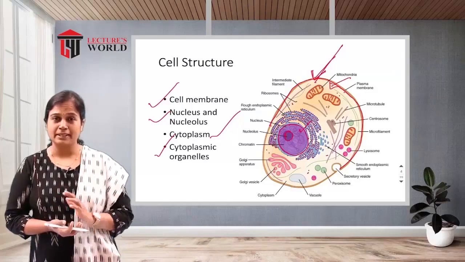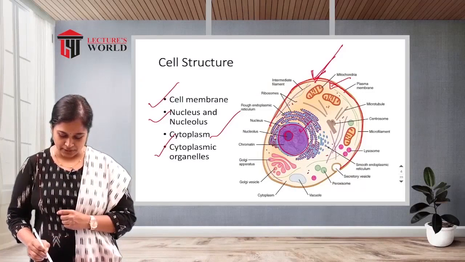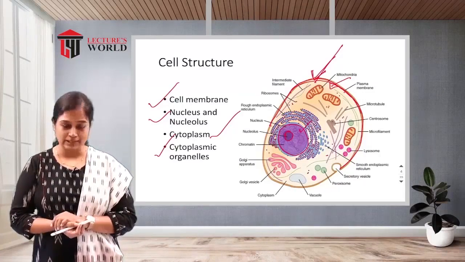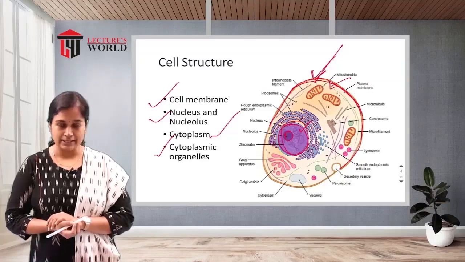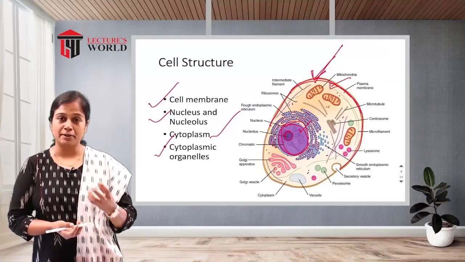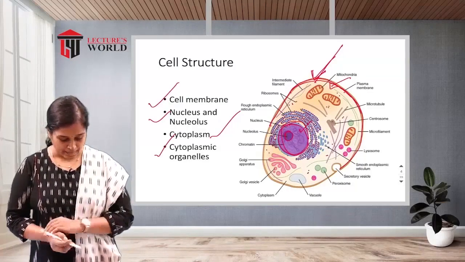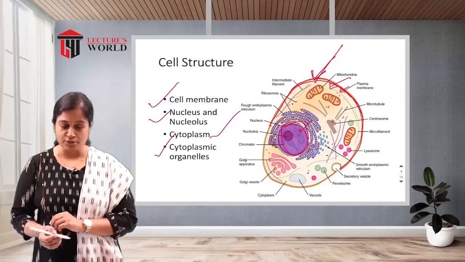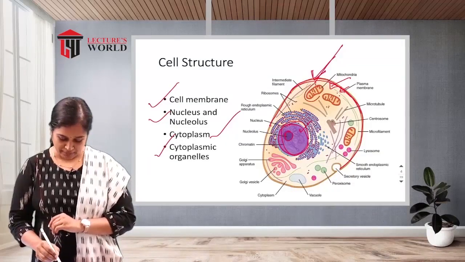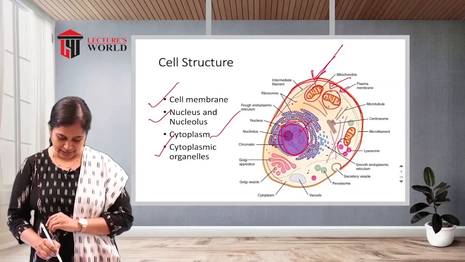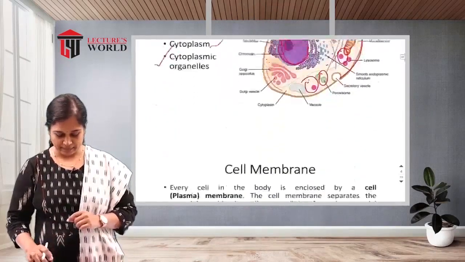So basically a cell has a cell membrane, which is the outer layer or covering. Second is the nucleus or nucleolus. This is at the center of the cell. The nucleus is called the head of the department, or the functional unit of the cell. Then the cytoplasm, the fluid portion of the cell, and the cytoplasmic organelles. These are all minute structures, like organs, and they are known as the cytoplasmic organelles.